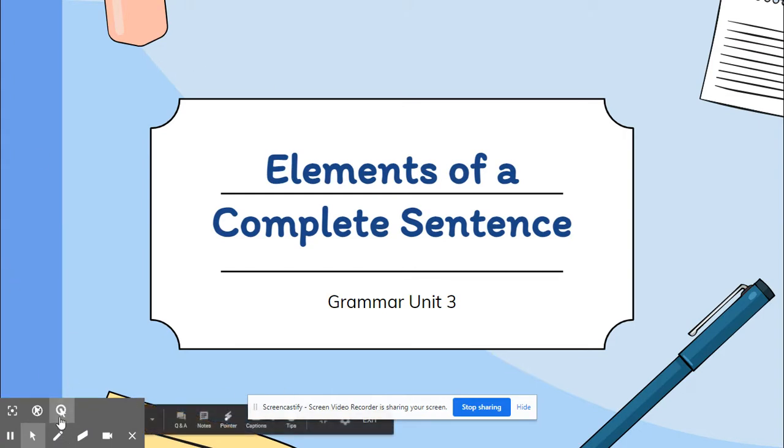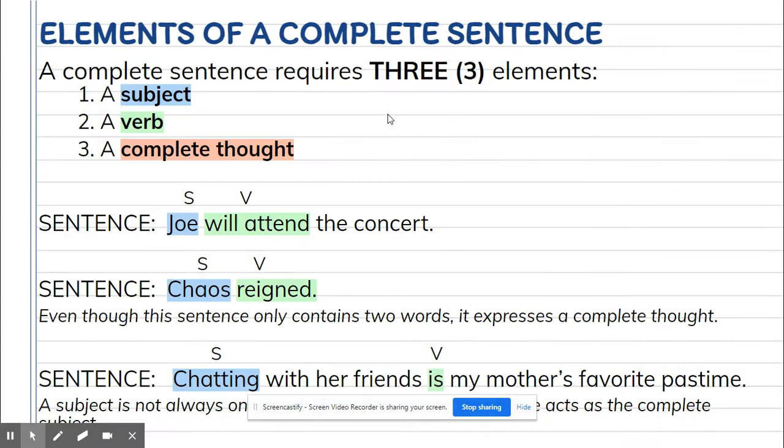So let's dig in if I can figure out how to move the slide forward. There we go. So a complete sentence has three main elements: a subject, I've highlighted that there in blue, that's number one. Number two, a verb, highlighted in green. And number three, it is a complete thought. You have practiced identifying all three of those things from the previous units. But let's look at some examples here.